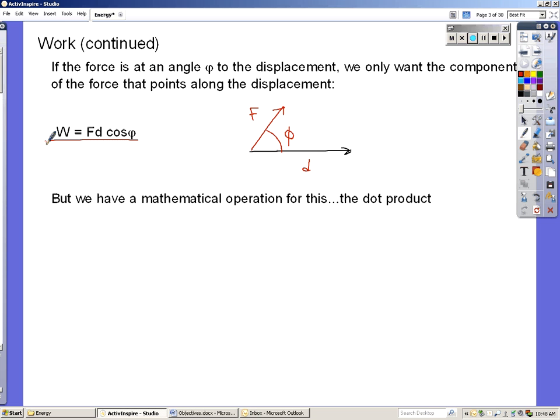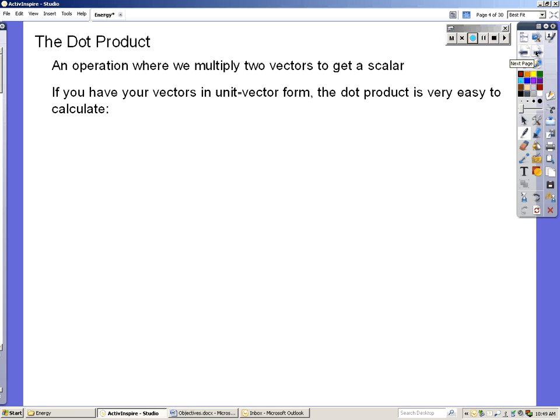But the thing is, we have this mathematical operation that comes up quite frequently, and it's called the dot product. If you have two vectors, A and B, the dot product of A and B is equal to the magnitude of A times the magnitude of B times the cosine of the angle between them. So we can also write work as F dot d, which is a convenient piece of mathematical shorthand and will enable you to link this to other ideas that we come up with later. You should have heard about the dot product in your pre-calc class.